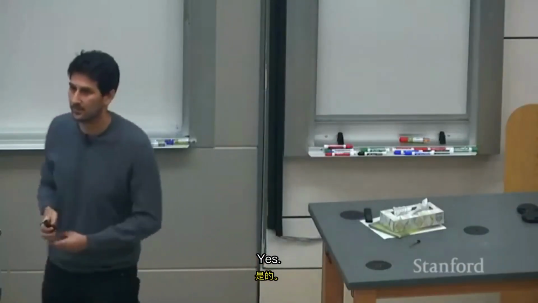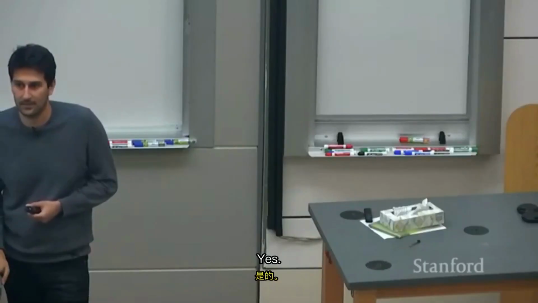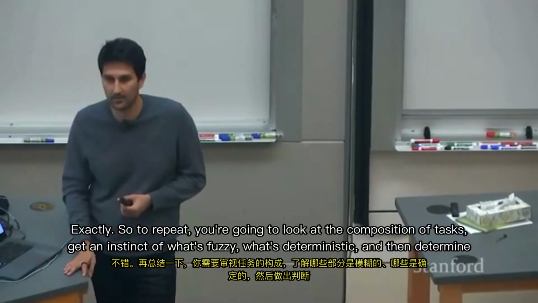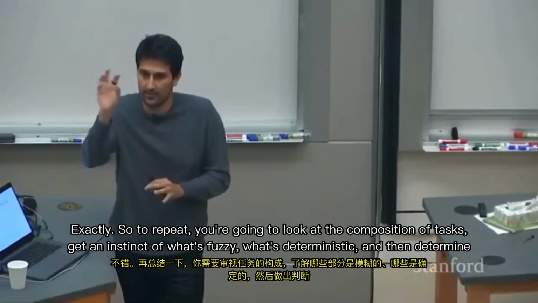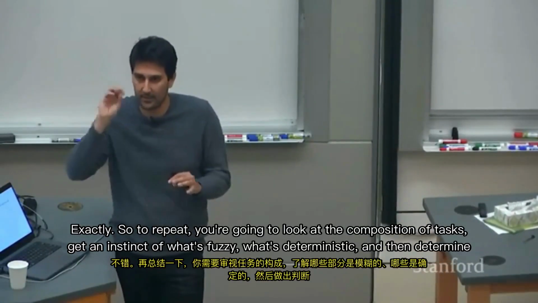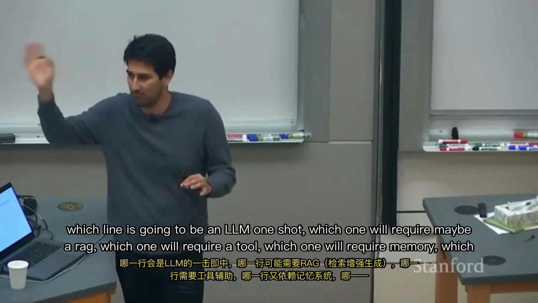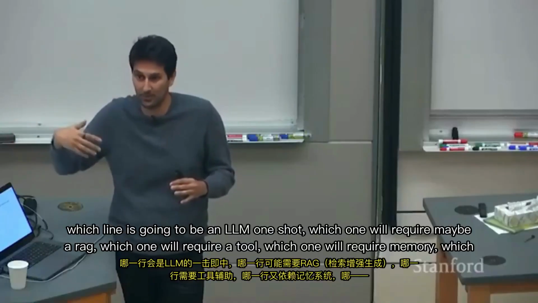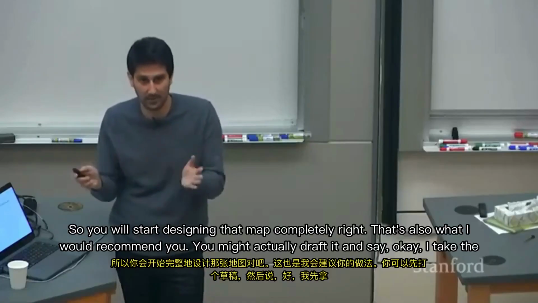He just says to us, which one would be deterministic, which one we're going to use a rough method or whatever method in each task, what are you going to use best for the results? Exactly. So to repeat, you're going to look at the decomposition of tasks, get an instinct of what's fuzzy, what's deterministic, and then determine which line is going to be an LLM one shot, which one will require maybe a RAG, which one will require a tool, which one will require memory. So you will start designing that map. Completely right. That's also what I would recommend.